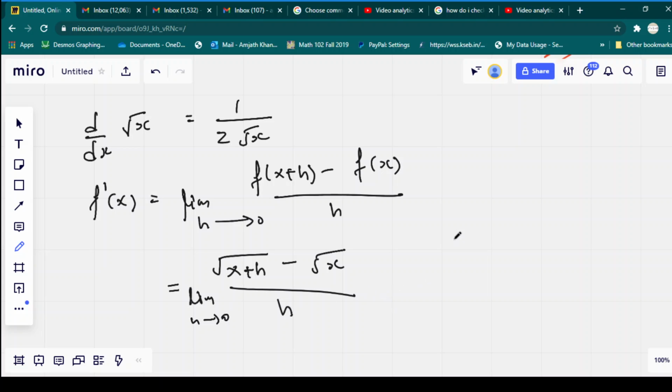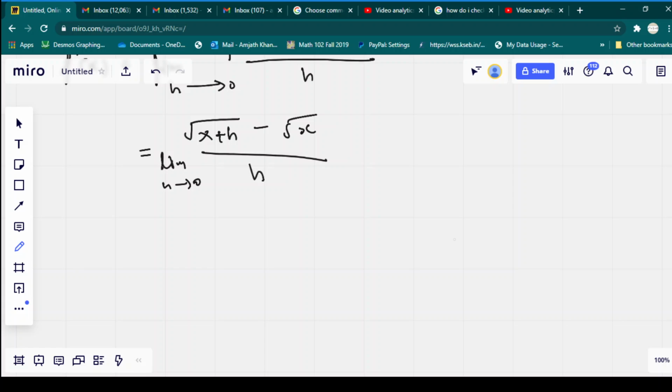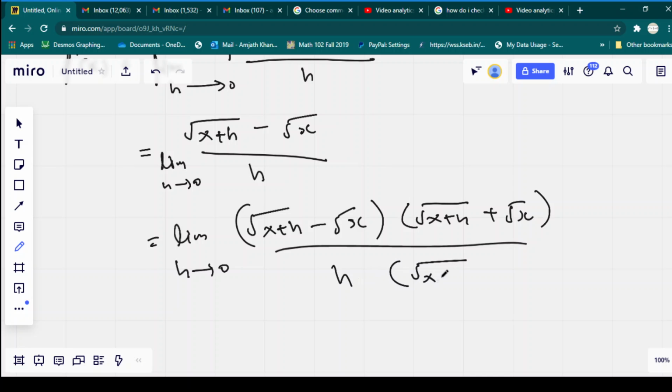Okay, multiply this radical with its conjugate. So the limit as h approaches 0 of the square root of x plus h minus the square root of x, multiplied with the conjugate radical, the square root of x plus h plus the square root of x, over h multiplied with the same square root of x plus h plus the square root of x.